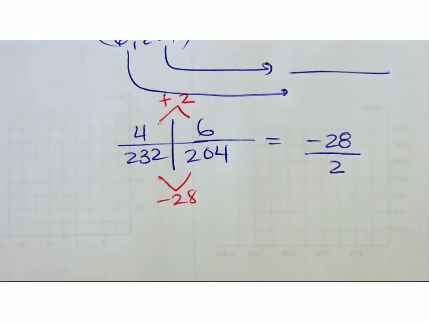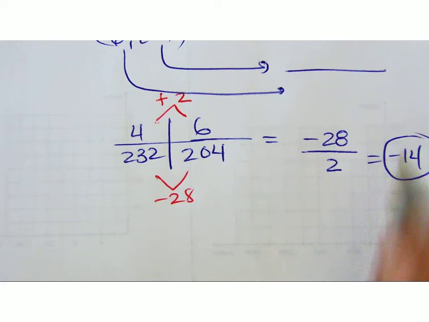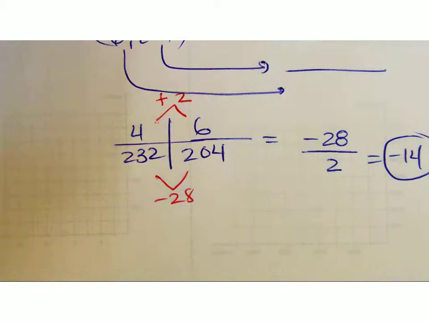Obviously, I can't go backwards. So what does negative 14 mean to me? That from week 4 to week 6, an average of 14 people per week less went to see that play. Do you understand? Okay?